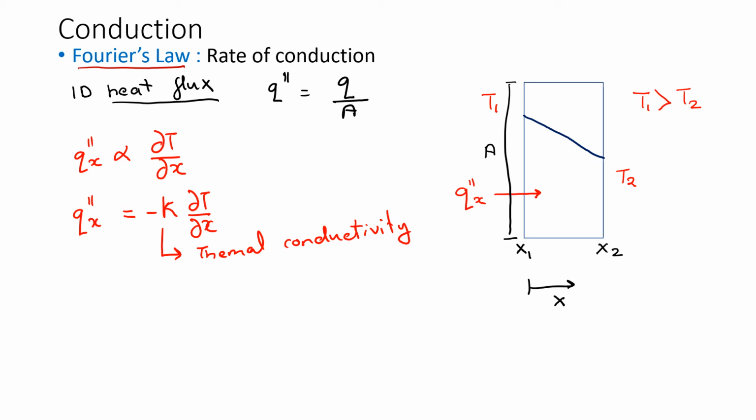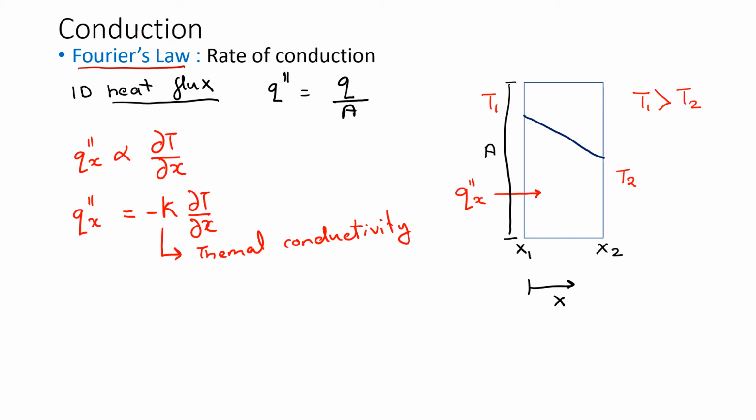It's a material property, and the value of thermal conductivity for different materials, for example iron or aluminium, can be found in the appendix of your textbook. You will have different values at different temperatures for different materials. The value of kappa, the thermal conductivity, is found experimentally.